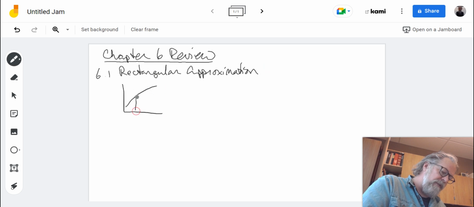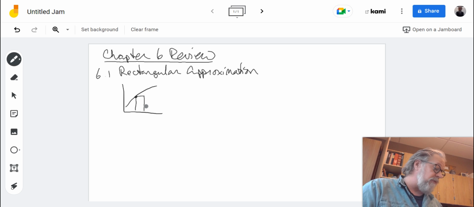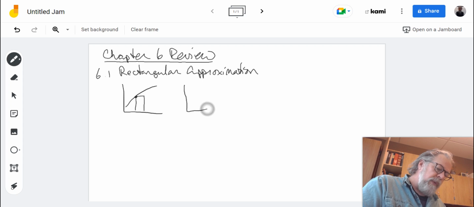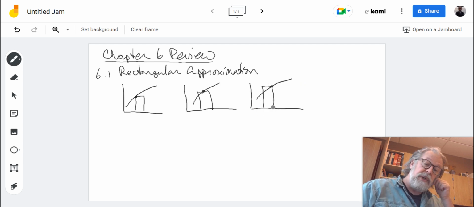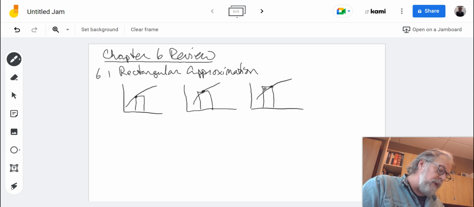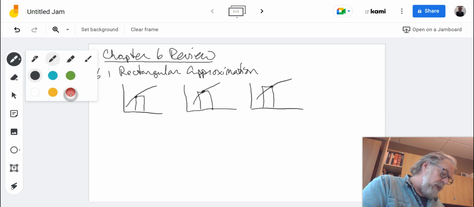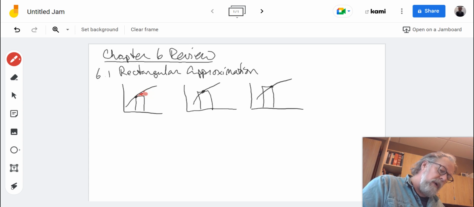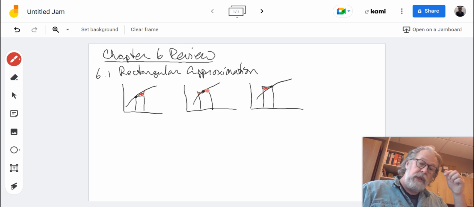You can do a left endpoint rectangle, in which case your value will be slightly less than the original for an increasing function. You can do a midpoint rectangle, in which case your value will be relatively close. And you can do a right rectangular approximation, in which case for an increasing function your value will be above. So again, notice that you lose a little bit here, you gain a little bit here, and these maybe balance each other out a little bit.